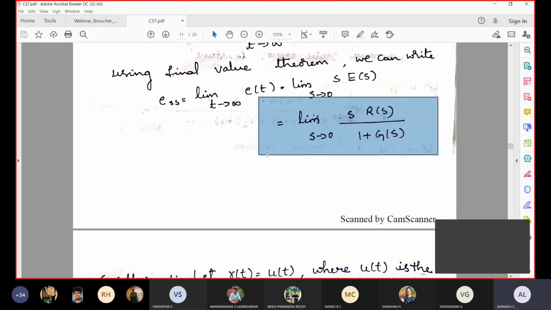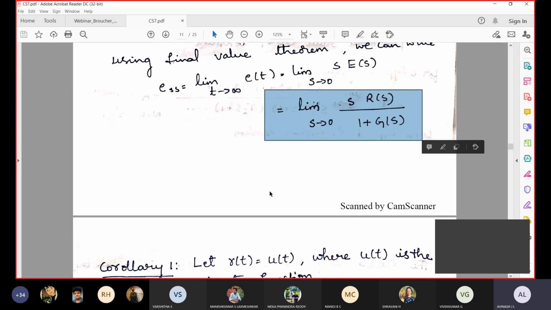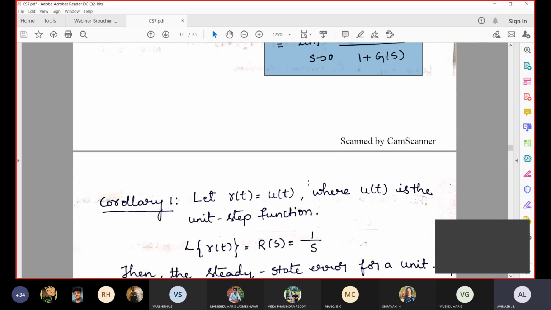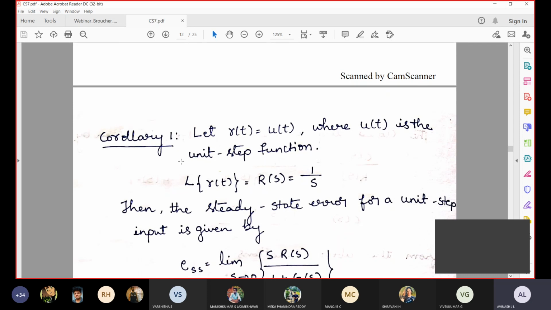So now, with respect to this particular formula, once we have ESS equal to limit s tends to infinity, s into R of s divided by 1 plus G of s, we are going to discuss a few things, that is corollary 1, 2, 3. Corollary 1 is with respect to the unit step function. Corollary 2 is with respect to the unit ramp function, and corollary 3 is with respect to the unit parabolic function.